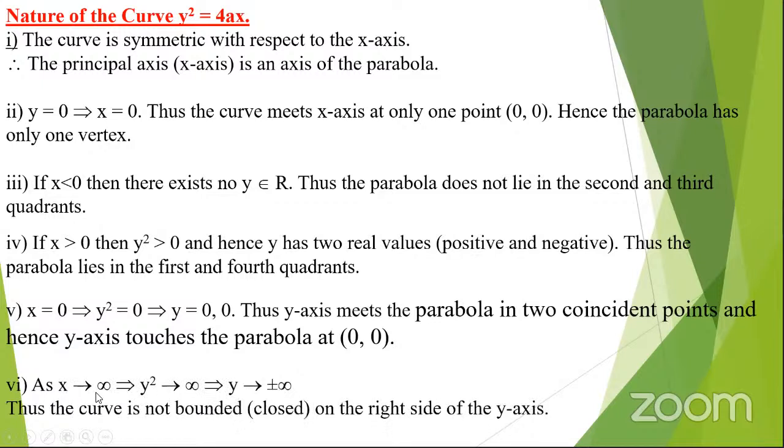Now, as we increase the value of x towards infinity, larger and larger values, then y square also extends to larger and larger values. It may be plus or minus, so it extends on the positive side as well as the negative side. Thus, the curve is not bounded. It is open. That is the reason why we got the curve open on the right side of the y-axis.